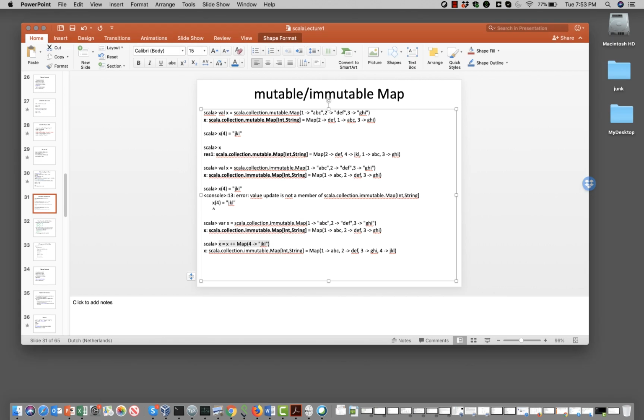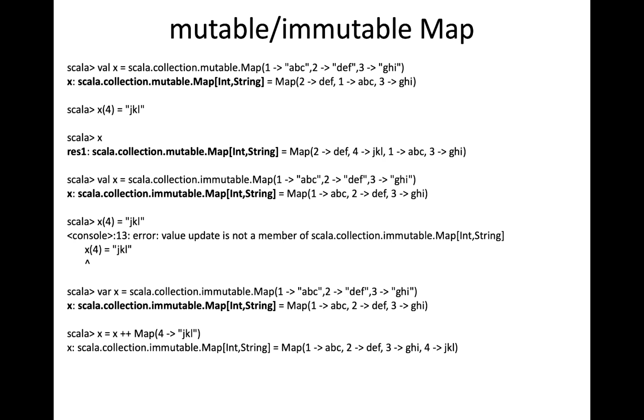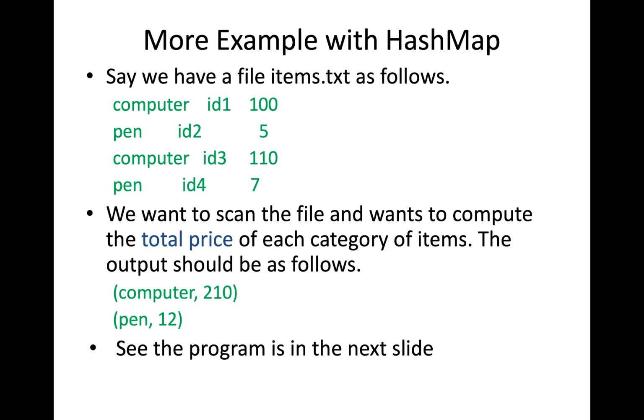Okay, so now let's come back, and we are done with this. Maybe it's a good idea to do an exercise. Create a text file, say item.txt, and copy these 4 lines there. It basically says computer whose ID is ID1, value is $100, pen ID2, value is $5, another computer ID3, value is $110, another pen ID4, value is $7, and so on. There can be other 100 items in this file.